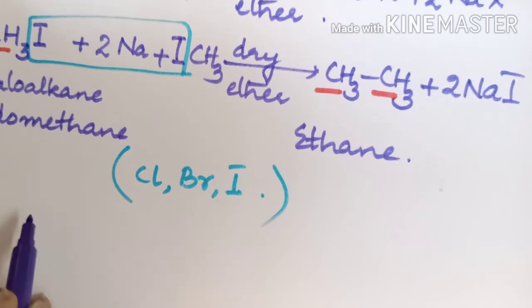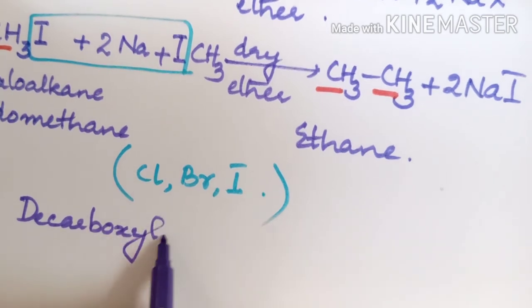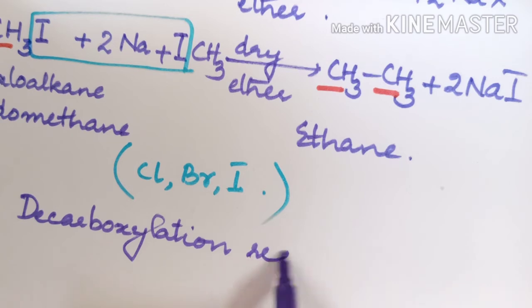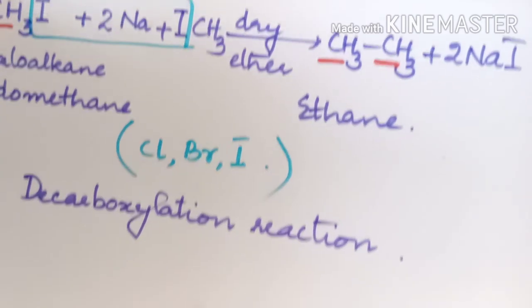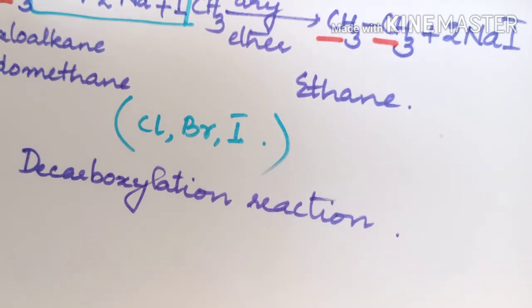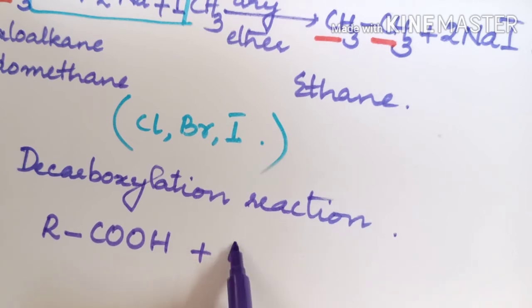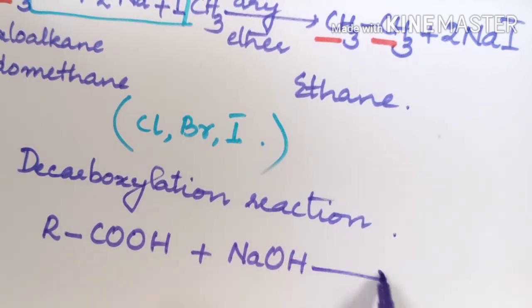The third method is known as decarboxylation reaction. So how is decarboxylation reaction, that is removal of carbon dioxide, happening? When the sodium salt of carboxylic acid is treated with soda lime, we get the lower alkane. What is carboxylic acid? You know carboxylic acid has the formula RCOOH. When it is treated with sodium hydroxide, we get the sodium salt here.